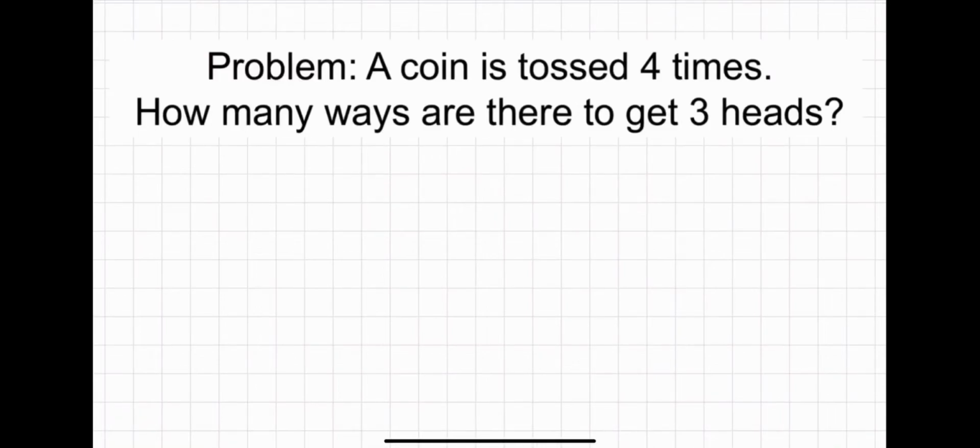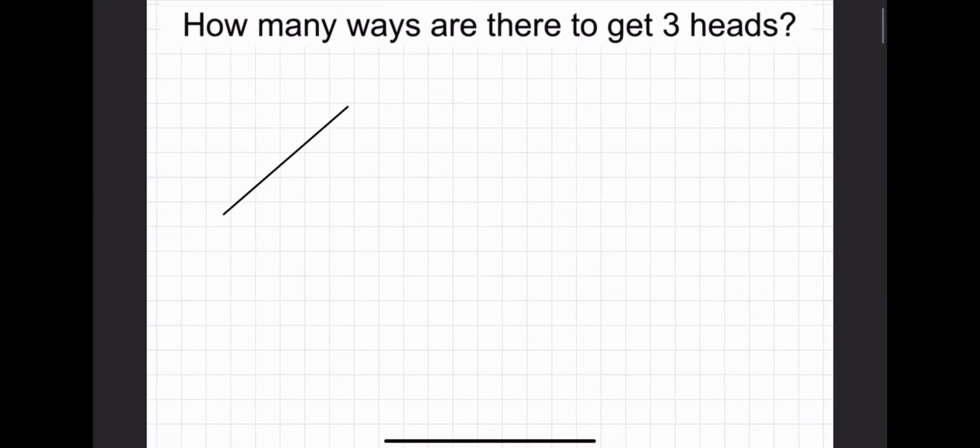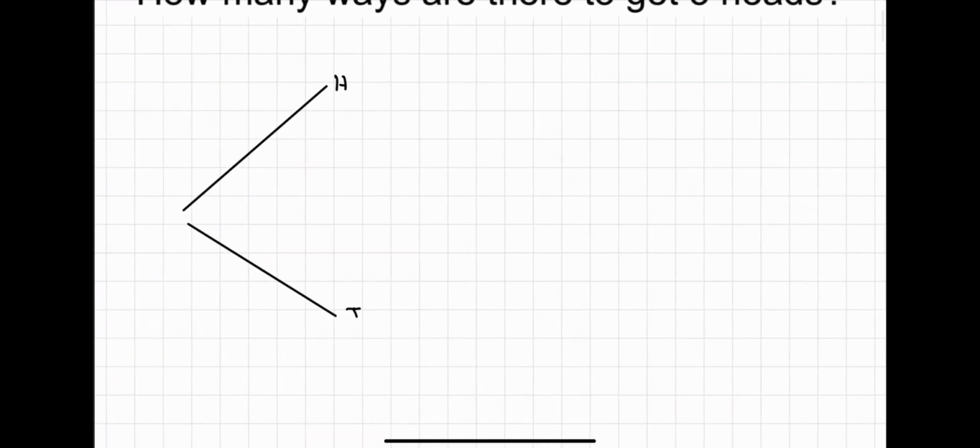Okay, here we have a problem. A coin is tossed 4 times. How many ways are there to get 3 heads? So what I would think to do is draw a probability tree of 4 coins being tossed. So you get heads or tails, and that's my first coin, my first toss. You either get heads or tails.